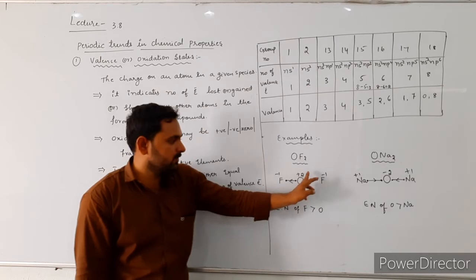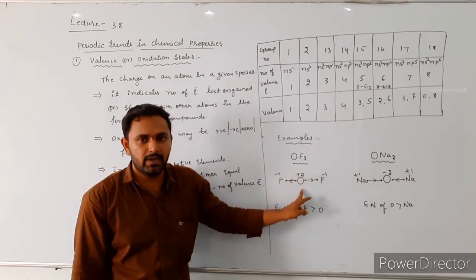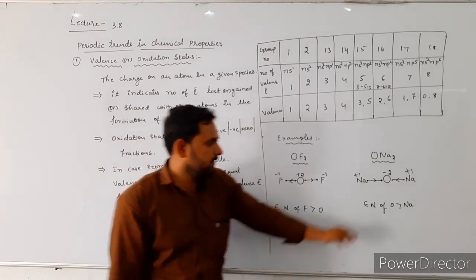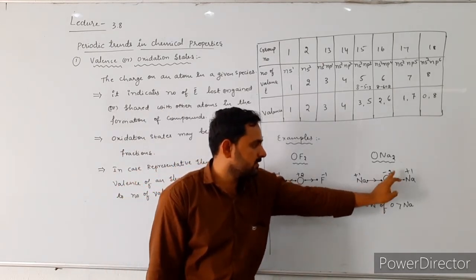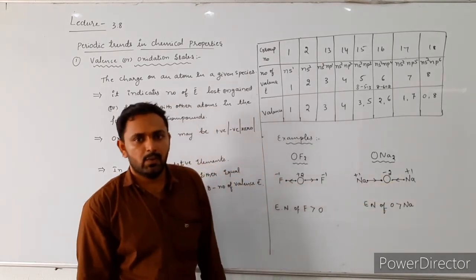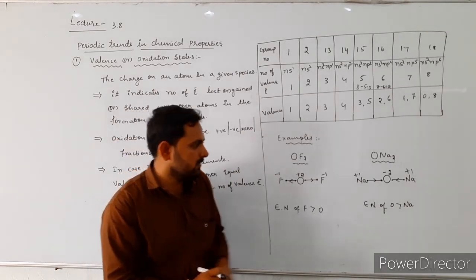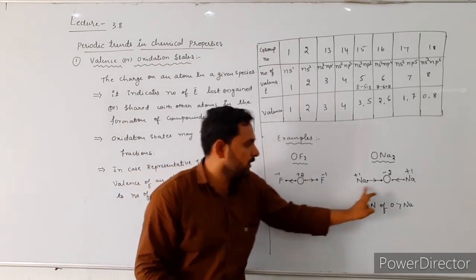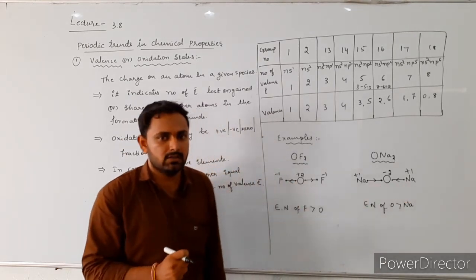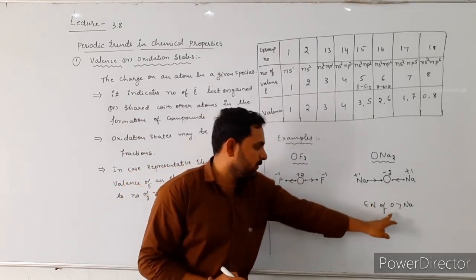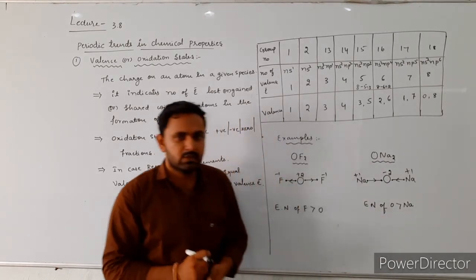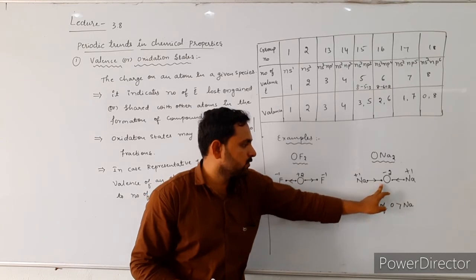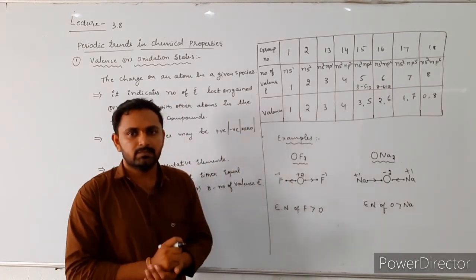In the OF2 molecule, what is the oxidation state of oxygen? Plus 2. Plus 2 indicates oxygen has donated 2 electrons to 2 fluorine atoms. In this case, the oxidation state is minus 2. What does it indicate? That indicates oxygen has gained 2 electrons from 2 sodium atoms. Why did it gain 2 electrons? Because the electronegativity of oxygen is greater than sodium. That's why oxygen attracted the shared pair electrons towards itself.